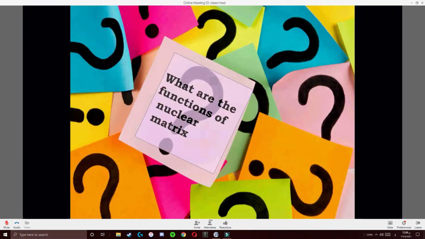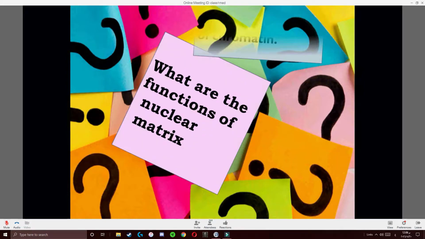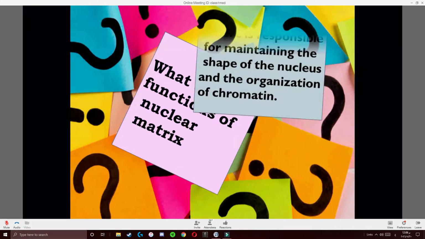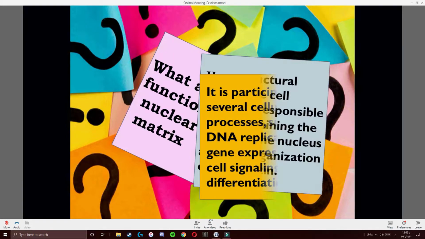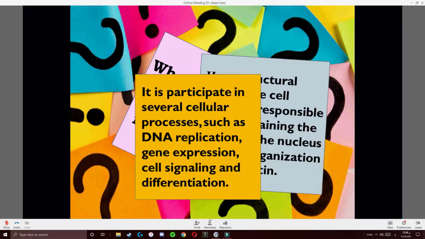What are the functions of nuclear matrix? The nuclear matrix has a structural role in the cell, where it is responsible for maintaining the shape of the nucleus, in addition to the organization of chromatin. نلاحظ أن وظيفة النيوكلير ماتريكس يساهم في المحافظة على شكل النيوكليوس، وأيضا يساهم في تنظيم مادة chromatin. Also, it participates in several cellular processes such as DNA replication, gene expression, cell signaling and differentiation. وأيضا يساهم في العديد من الفعاليات الخلوية مثل تكرار DNA بالتعبير الجيني بعمليات التمايز.